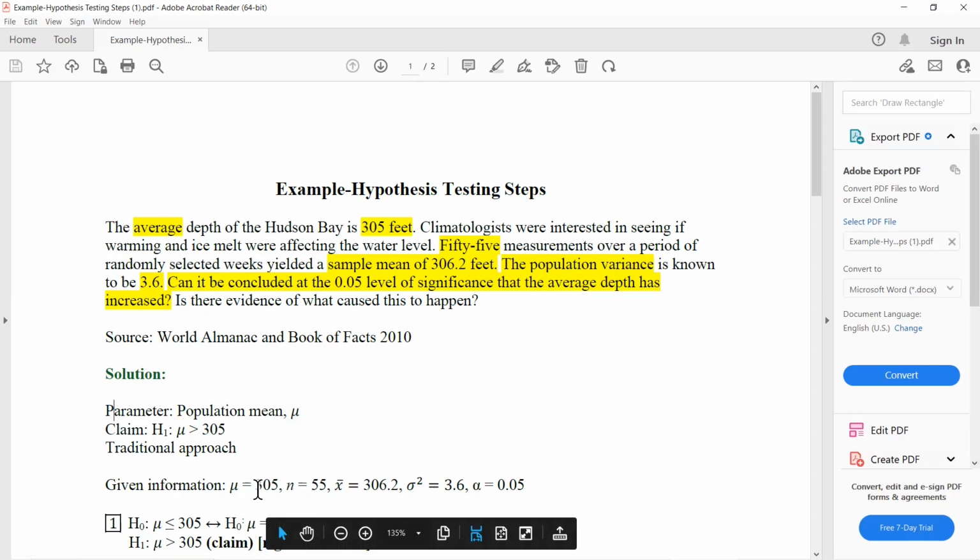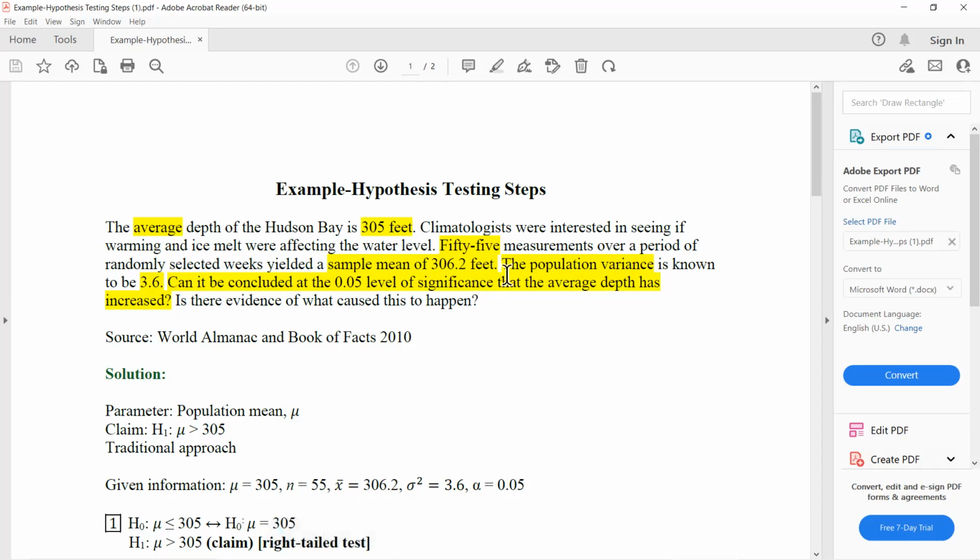So mu obviously is 305 feet. It says 55 measurements over a period of randomly selected weeks. This is how many measurements they took. This is your sample size, and it's 55. Okay. Yielded a sample mean of 306.2 feet. Sample mean, we symbolize with X bar. X bar is 306.2. This is why, if you remember before, I've told you you have to distinguish the means, because mu is the population mean. Your sample mean was 306.2.